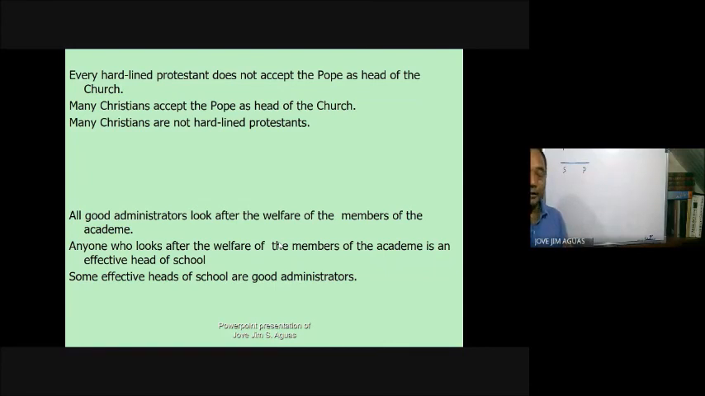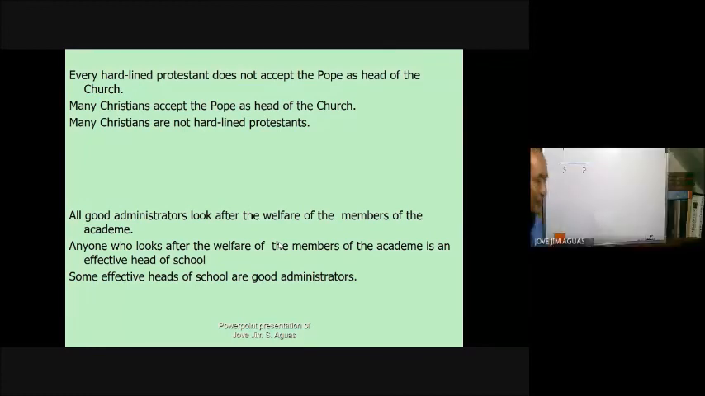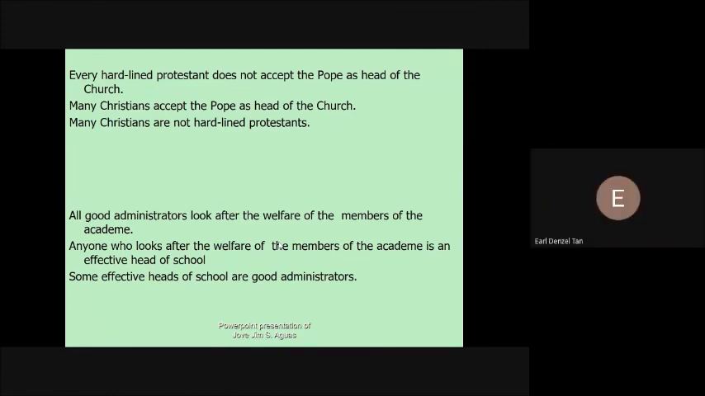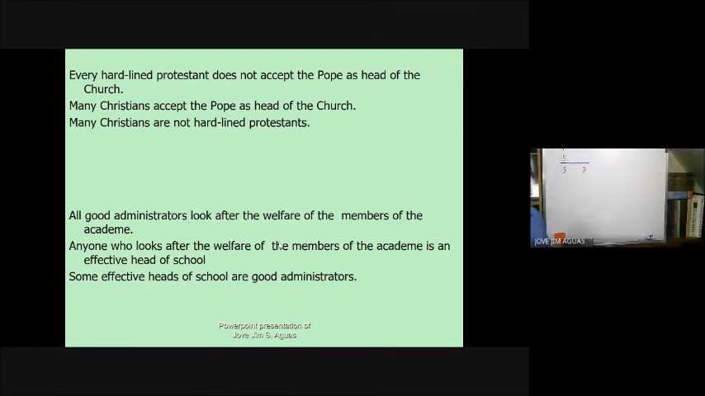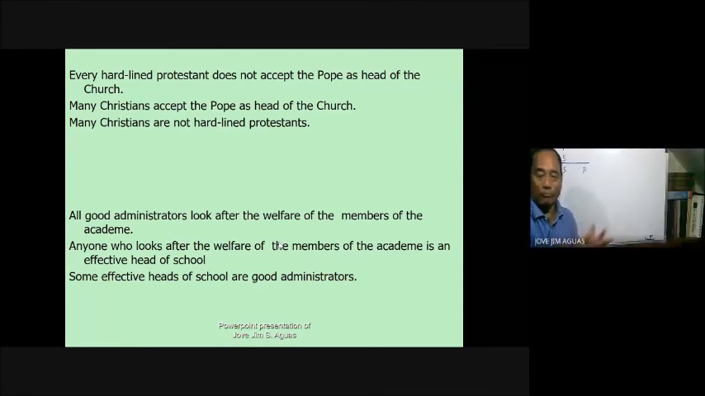Now, what is the minor term? Subject of the conclusion. Christians, yes, subject of the conclusion. So it's in the subject side. And what is the middle term? Accept the Pope as the head of the church. That's the whole predicate. So M here. So you see, if you write it this way, even if the syllogism is very long, it's reduced to only the symbols.